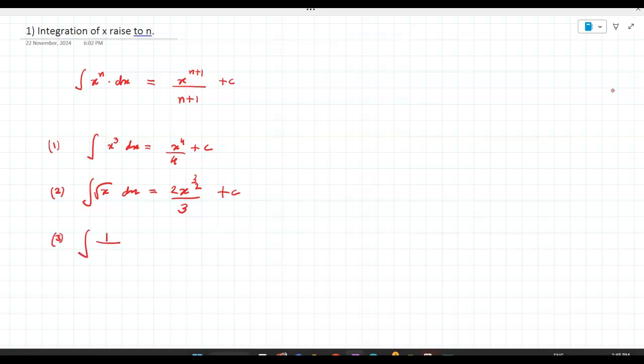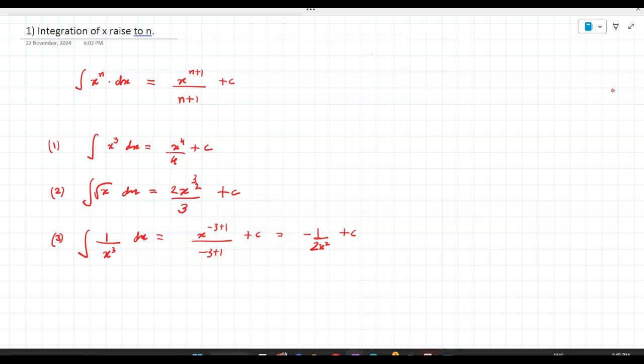Integral of 1 upon x cube. You can't leave it in the denominator, so it's x raised to minus 3, and the formula gives x raised to minus 3 plus 1 upon minus 3 plus 1, plus c. So it's x raised to minus 2 over minus 2, which is minus half x squared. You can write it like this also.